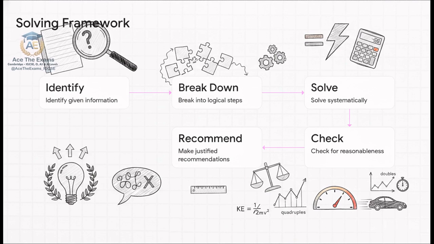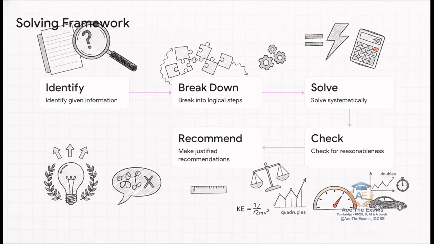Step 2, break into logical steps. Decode the command word. If it says calculate, you need the formula, W equals FD. Step 3, solve systematically. Substitute the numbers into the equation before you manipulate the algebra. Show your working clearly. Step 4, check for reasonableness.